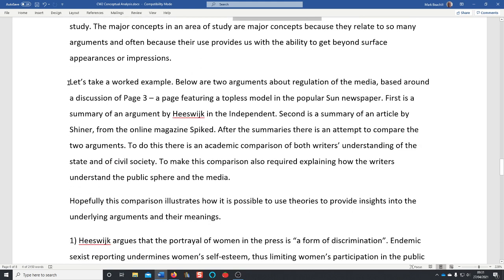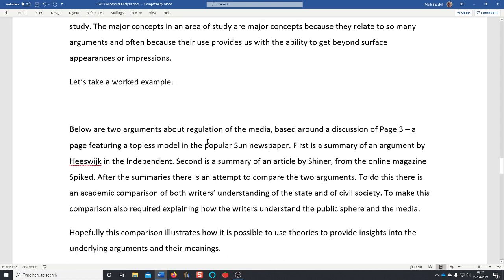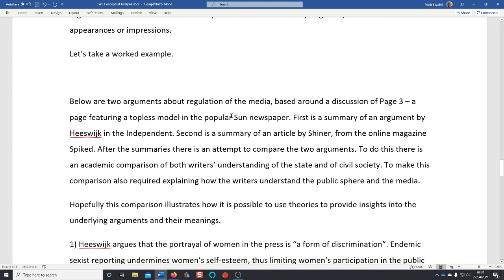So let's look at a worked example. Right, so this is our sort of introduction. These are two arguments about the regulation of the media based around a discussion of page 3. Page 3 is a page featuring a topless model in the popular Sun newspaper that actually stopped quite a long time ago. So the first piece we're looking at is a summary of an argument by Eswick in The Independent, and the second is an article by Shiner from the online magazine Spiked.